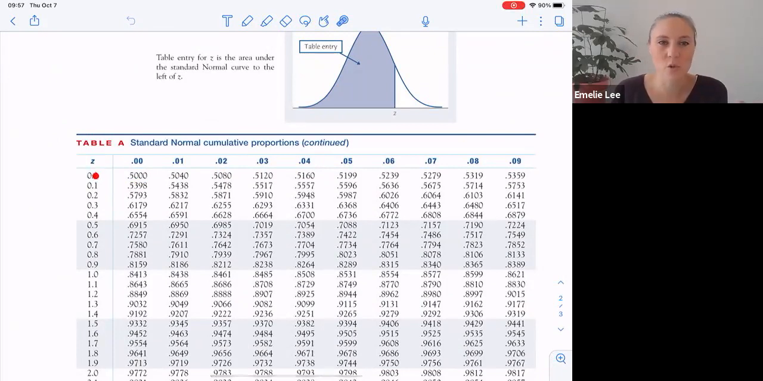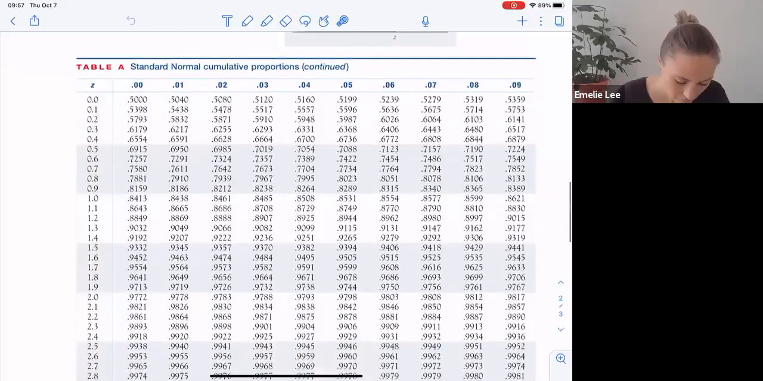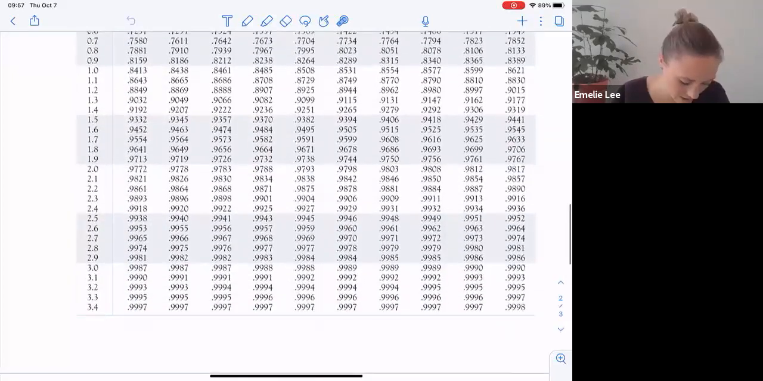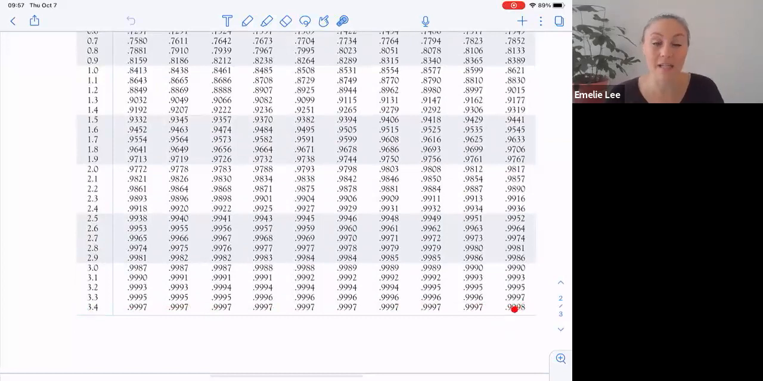But a Z score of 0.00 has an area to the left of 0.5, which means that in the Z table, all our areas for positive Zs are going to be greater than 0.5. That's a good check-in point, right? So if I go to a Z of positive 3.49, I find that the area to the left is 0.998.